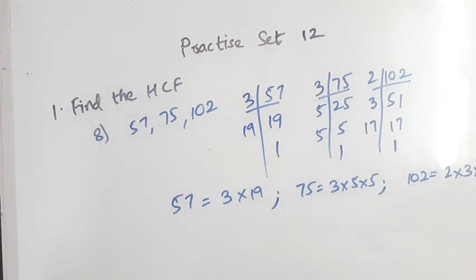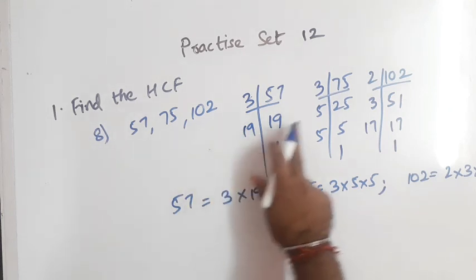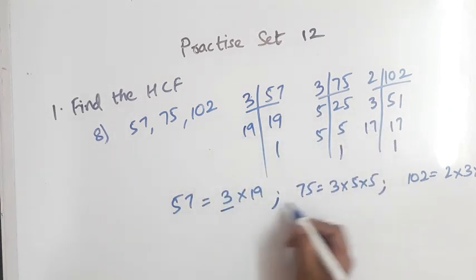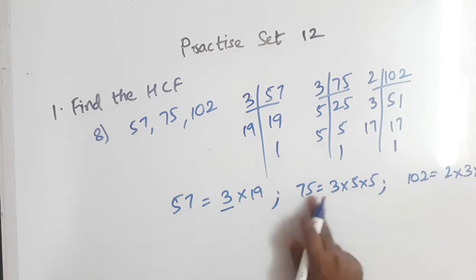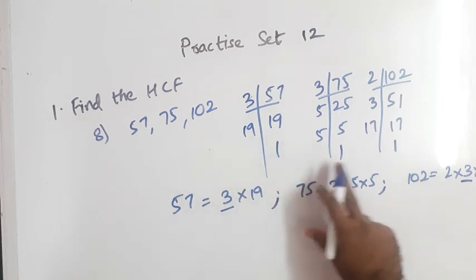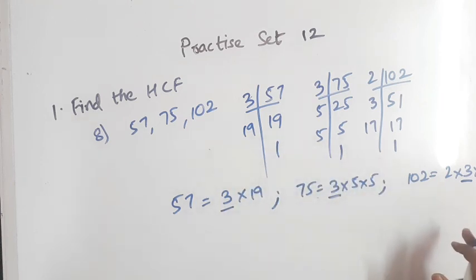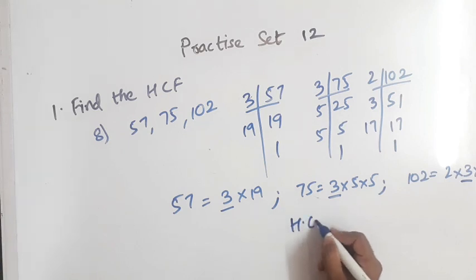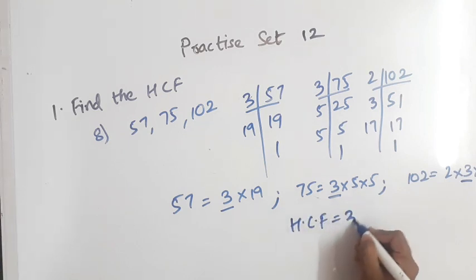Let us see what is common here now. 3 is there in every number. Then I don't think any other number is common. So your HCF of these three numbers is 3.